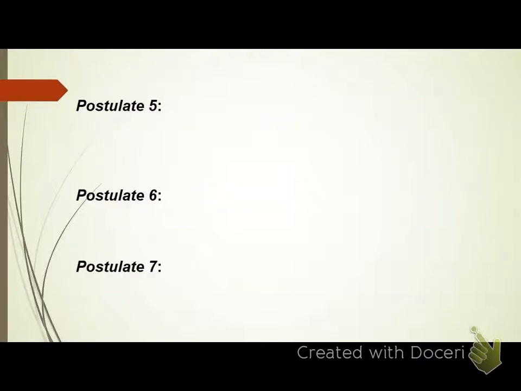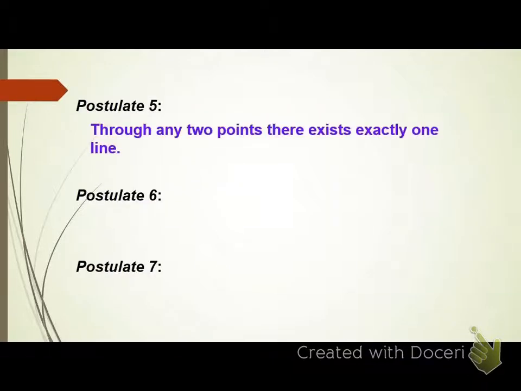Okay? So, some of our postulates. The first postulate says, through any 2 points, there exists exactly one line. So we talked about that before. It takes 2 points to name a line. It takes 2 points to graph a line. But basically, this is saying that if you have 2 points, then there will be exactly one line that goes through those 2 points, okay?